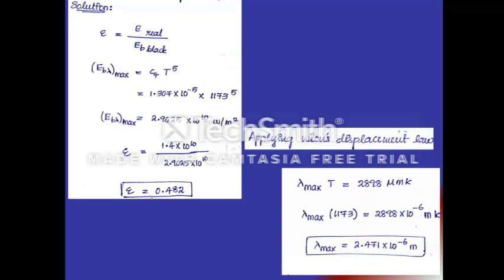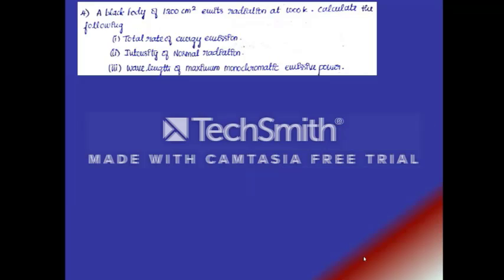Then second subdivision, to find lambda max we can use Wien's displacement law. We already solved this in the previous problem. Simply lambda max x T = 2898. You multiply it by 10^-6 to convert that into meter Kelvin. Temperature is 1173 Kelvin. So lambda max comes to be 2.471 x 10^-6 meters. Only two parameters needed to be calculated. We calculated them. I will move on to the next problem.